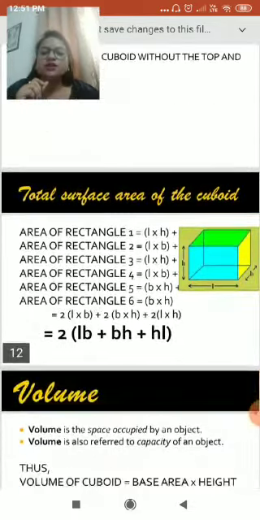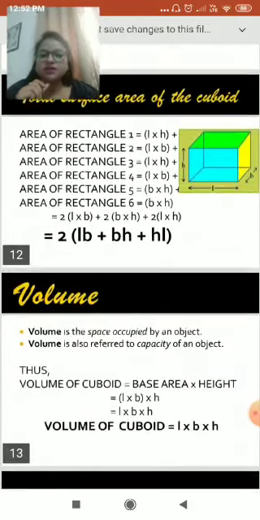The total surface area of the cuboid is, as you can see, we have written the area of rectangle so many times. This is only to show you how many times the area of the rectangle has been counted, 6 times in all. So the total surface area of the cuboid comes to 2(LB plus BH plus HL), because every time we are taking length into breadth, breadth into height and length into height twice each. So the formula sums up into this.